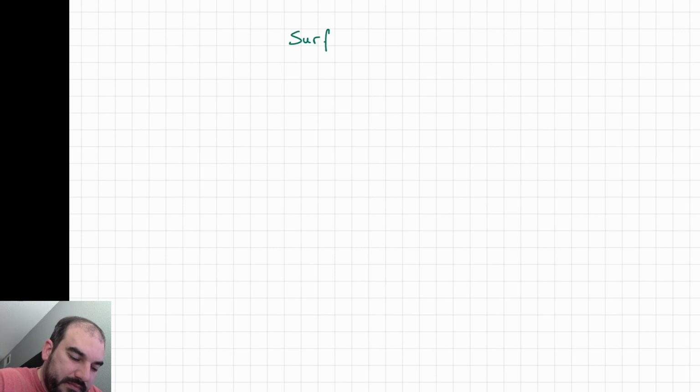Okay, so there was no video module for section 8.2. Instead, we're going to take some notes here and talk about how we find surface area and volume of different three-dimensional solids. So let's start with surface area. Let's give it a nice little definition, and then we'll look at some examples of how we calculate surface area.